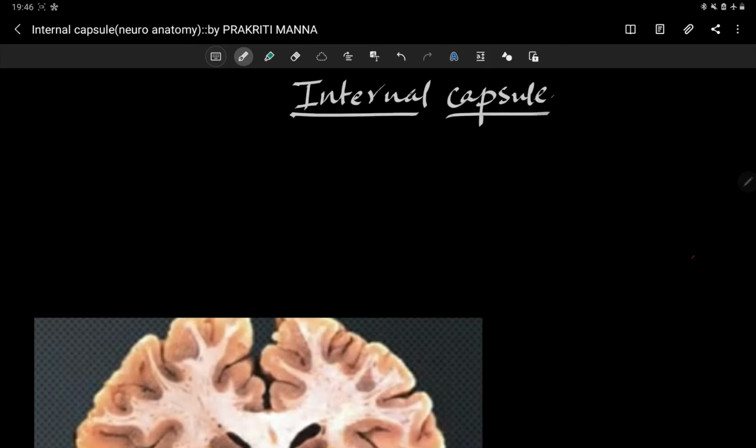Internal capsule. Okay. So first of all, what is the internal capsule and why is it called internal capsule, and the neural bundles or the nervous relations, which nerve passes through which portions of the internal capsule, divisions of the internal capsule, and the blood supply of the internal capsule. These are the major subtopics related to the internal capsule.